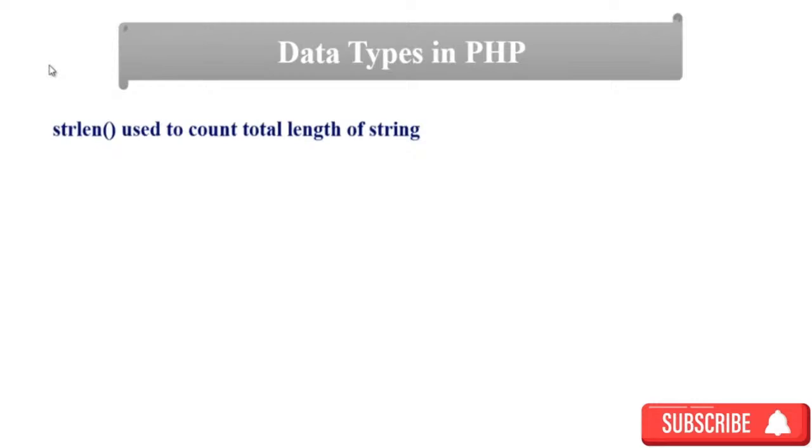There are different built-in methods we can use with strings. For example, this is string length. If you want to find the length of a string, to count the total number of characters in a string, we can use the strlen function. So echo strlen, and when you provide a string, it will count its length.